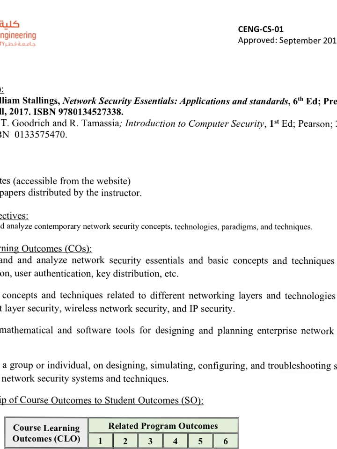So basically, the way we divide the course is like the first part in the book actually divides the security services and techniques into three different parts. Part zero talks about, again, the basic concepts. Part one talks about security techniques and mechanisms, and we'll go through that.